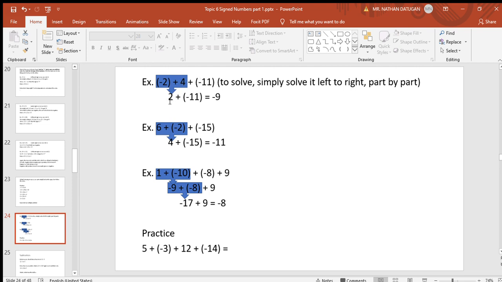Now we're just going to add 2 plus negative 11. They have different signs, so what do we do? Subtract. 11 minus 2 is 9. And since negative 11 has a larger absolute value, the answer is negative.